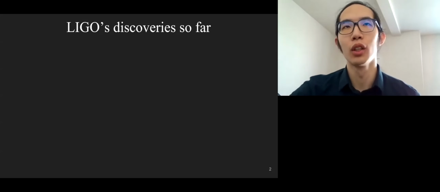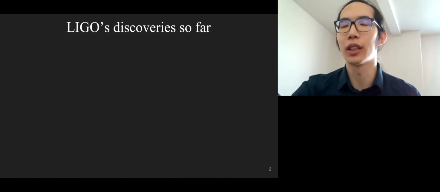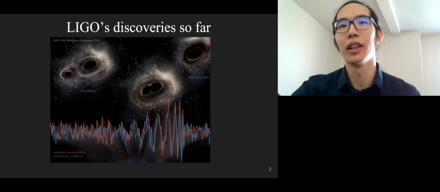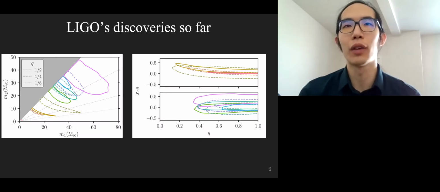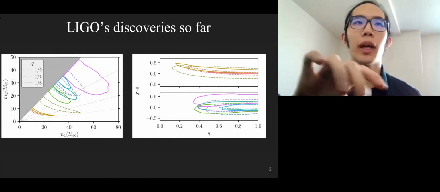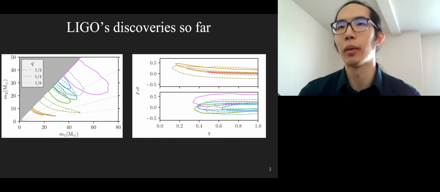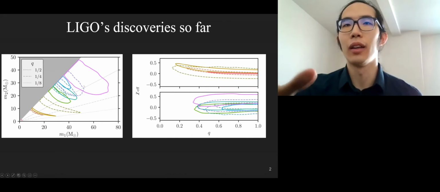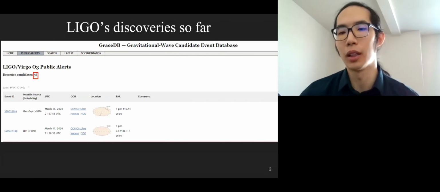So the idea is LIGO has been finding a lot of interesting events for us. It found gravitational waves, right? That's 5 years ago. And then in the first two observational runs, they found 11 events in total. So you have some distribution on the mass plane on the left, and you have some distribution in spins and mass ratio on the right. And in the newest LIGO observational run, we have 56 candidates announced on the public database now.